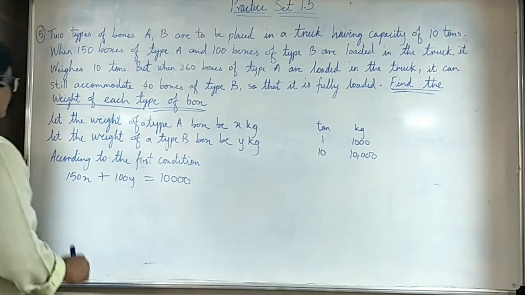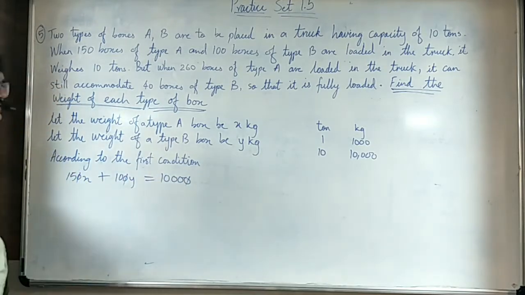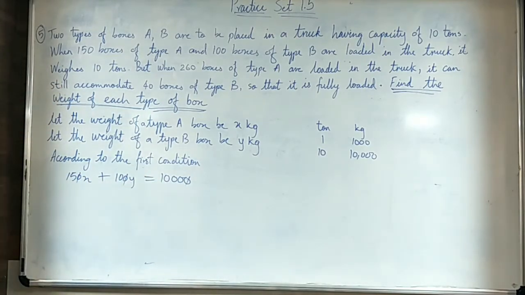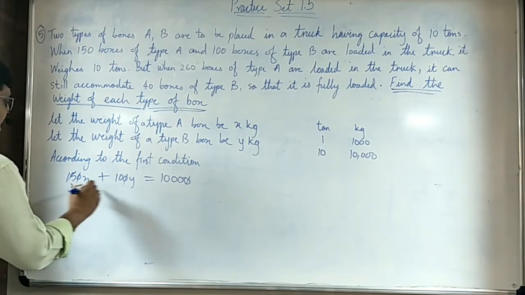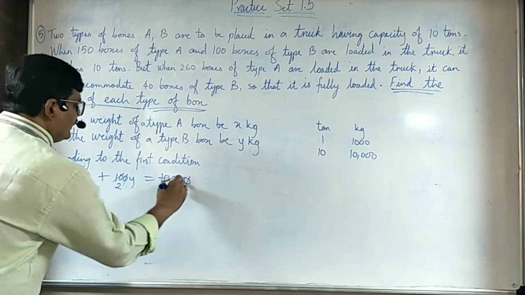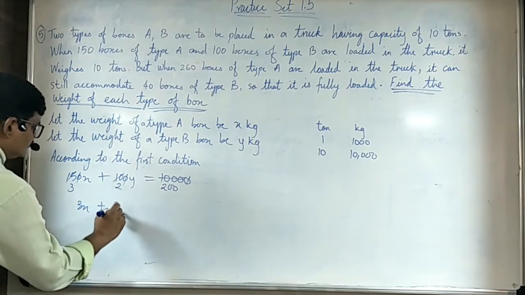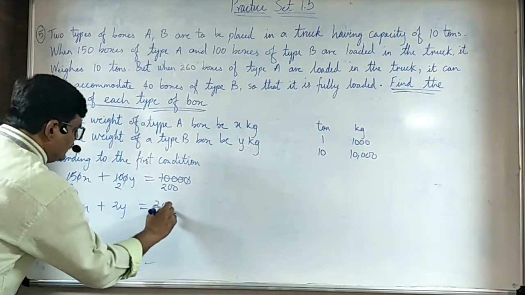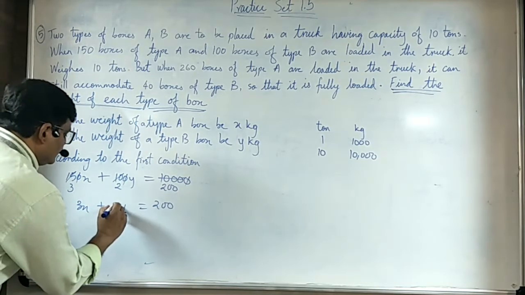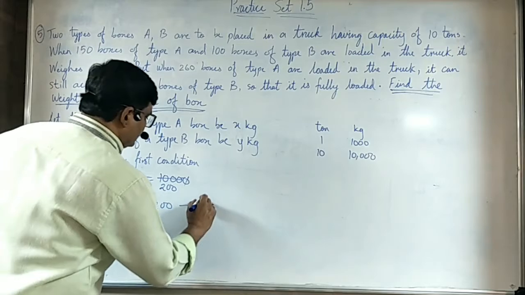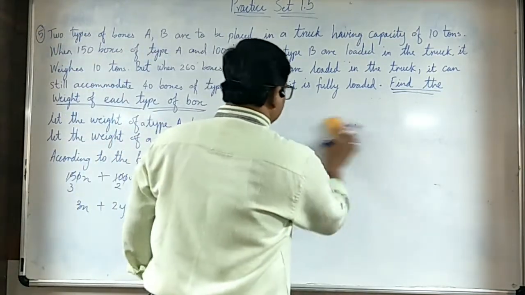And now I can do the cancellation. Further, the zeros can be cancelled, and all the terms are in one table, the table of 50. 50 3s are 150, 50 2s are 100, and 200. So you will get 3x plus 2y is equal to 200. Can you see this? 3x plus 2y is equal to 200. This is how we got equation number 1.